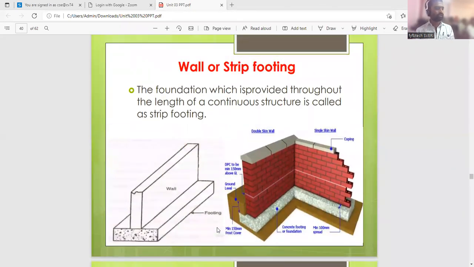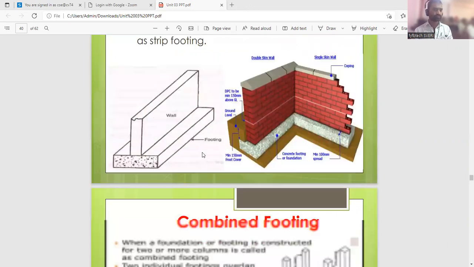Then there is a wall footing or strip footing. It means the foundation is laid along the length of the wall. It is called strip footing. This may be a multiple choice question: the foundation which is provided throughout the length of the continuous structure is called a strip footing.